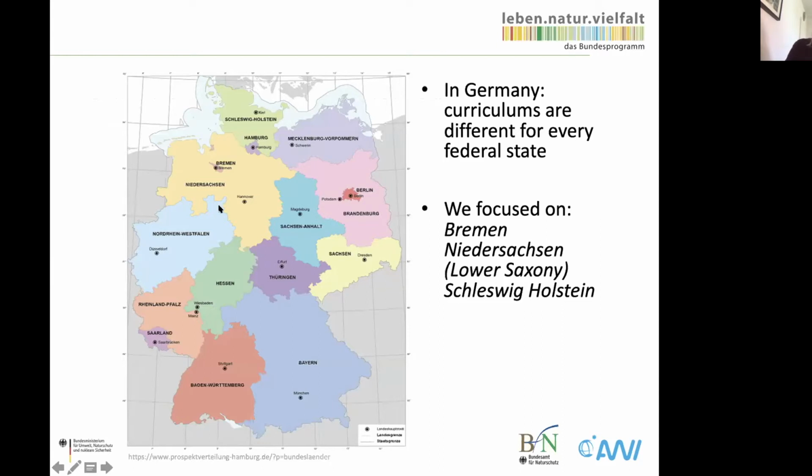So I don't know if you see my cursor, but that's Bremen, Niedersachsen, which is Lower Saxony, and Schleswig-Holstein. These are the federal states that are closest to us and to the AWI, so the institute, and also the closest to the North Sea, because there you have this local connection to the ecosystem. And so we thought if it's working somewhere, it's going to work there first, and then we can try to get to the other states, or work together with them.